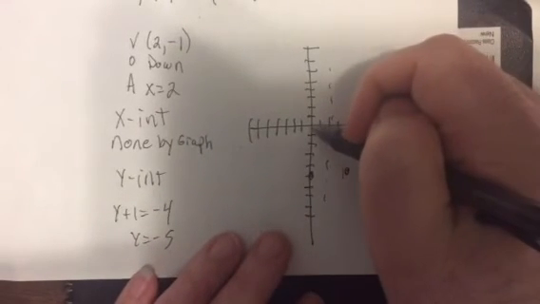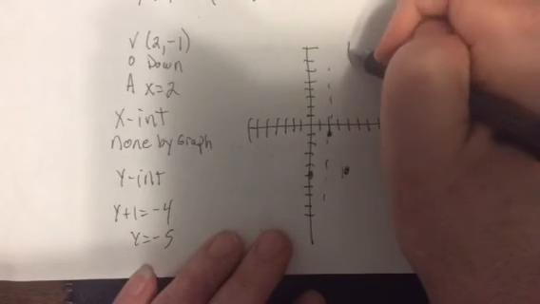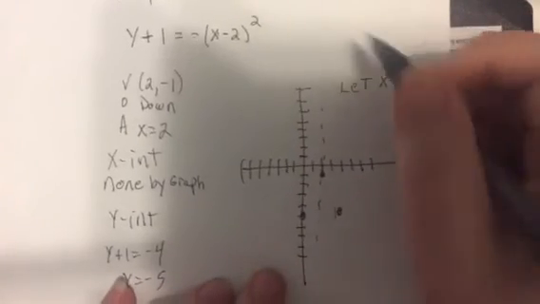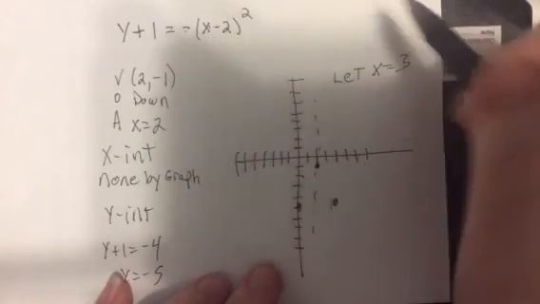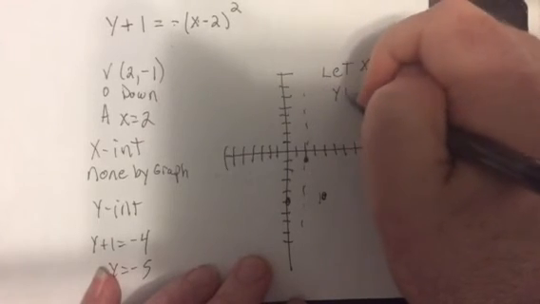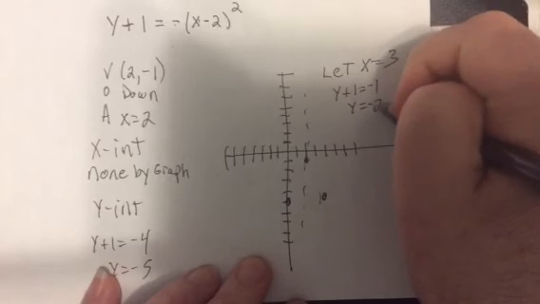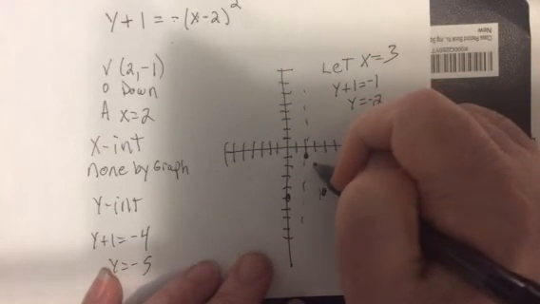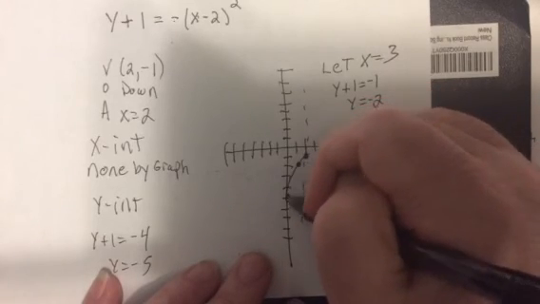I know what happens when x is 0, 2, and 4, so I'm going to put in 3. Let x equal 3. So I would have 3 minus 2 is 1. 1 squared is 1. The opposite is -1. So y plus 1 equals -1. Subtract 1. So it's 3, -2. So 1 to the right, there has to be 1 to the left.